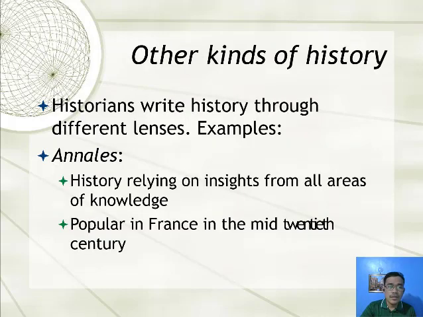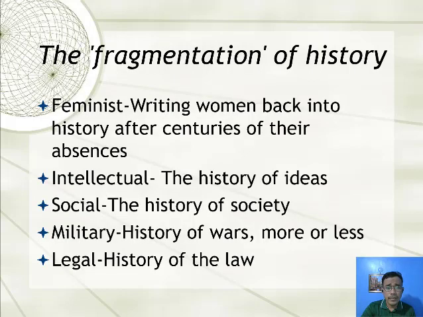All right, other kinds of history. Historians write history through different lenses, like the Annales, history relying on small areas of knowledge. This was popular in France in the mid-20th century. Then the fragmentation of history, like for example feminist history, writing women back into history after centuries of their absence. They were absent due to the supremacy of the patriarchal point of view, that only men are superior to women. Intellectual, the history of ideas.